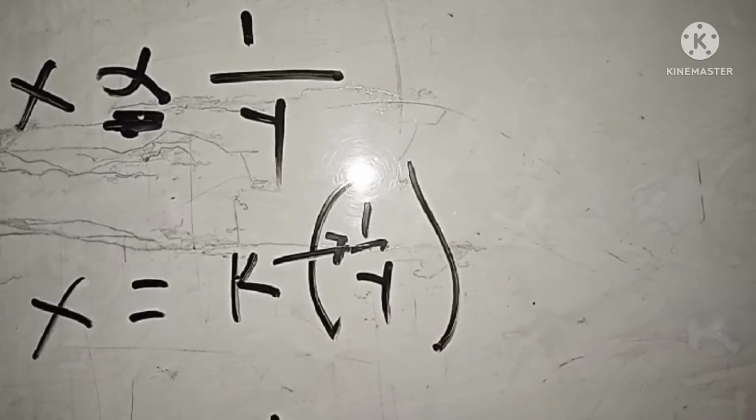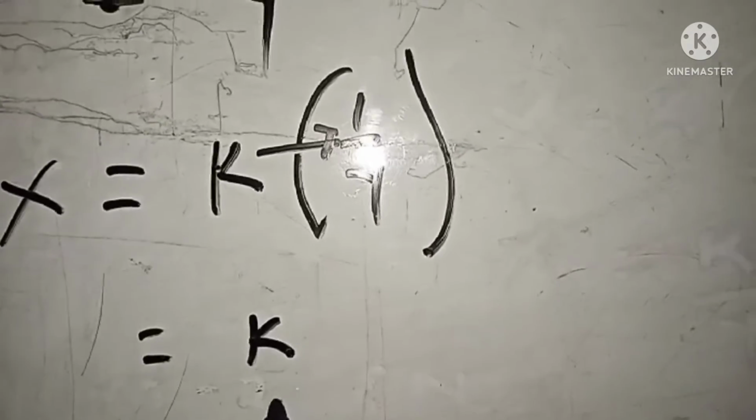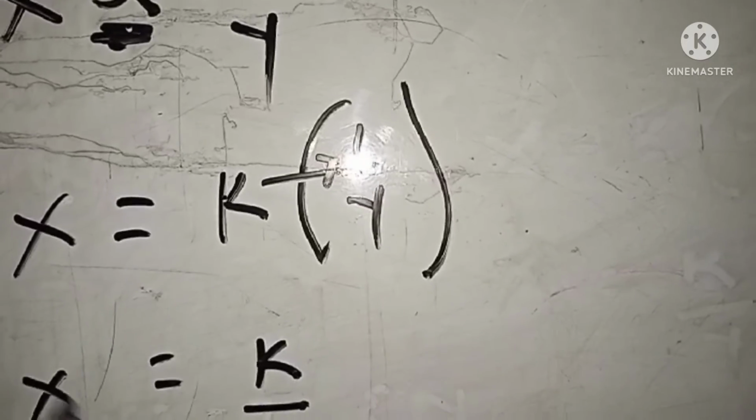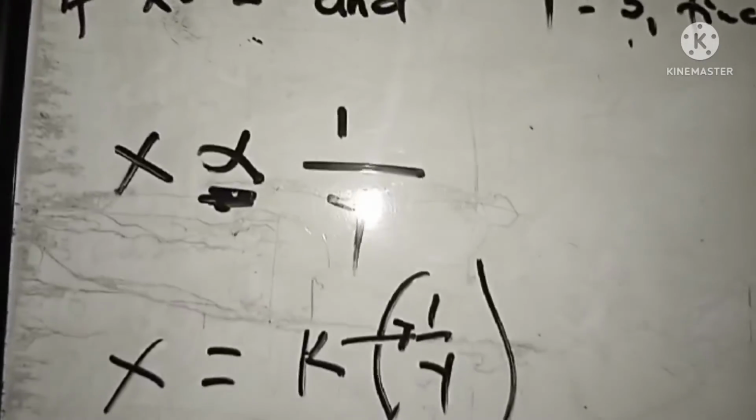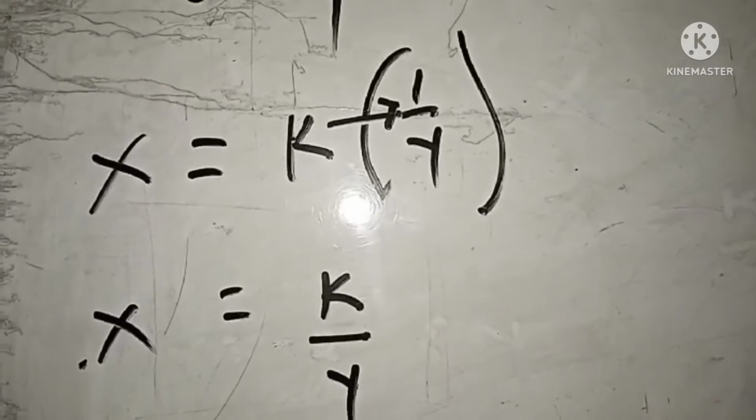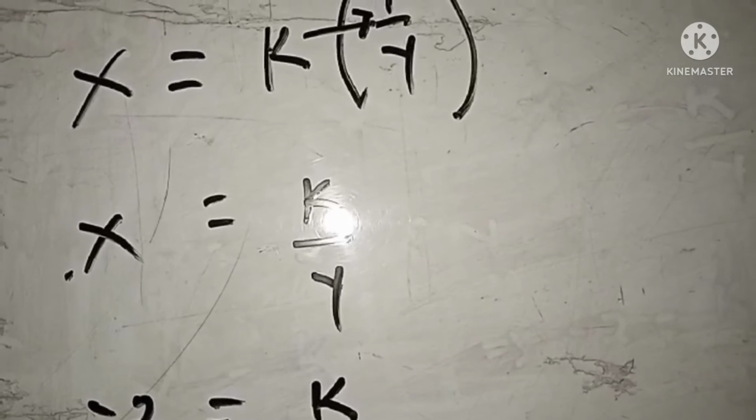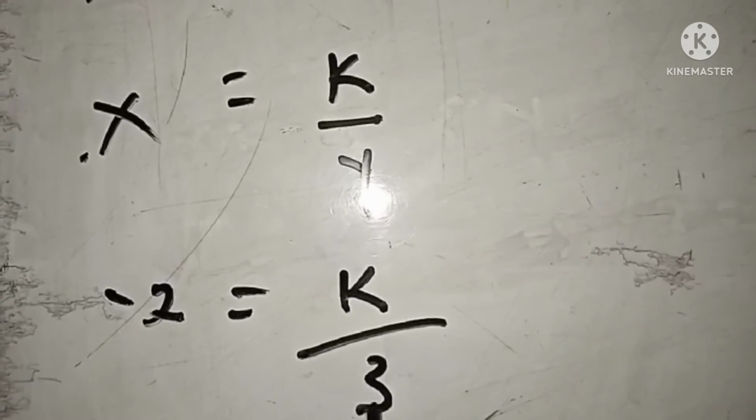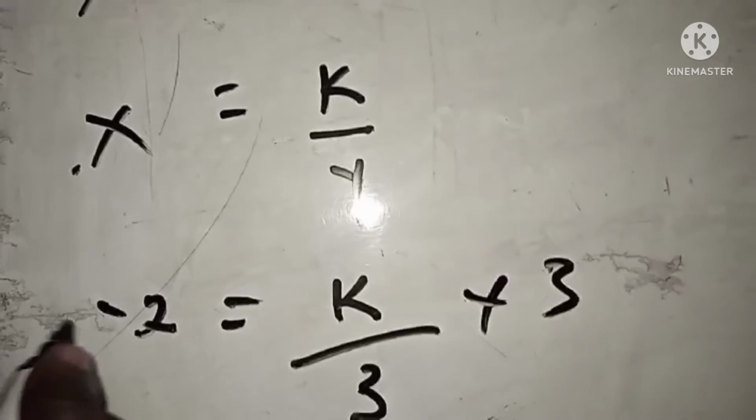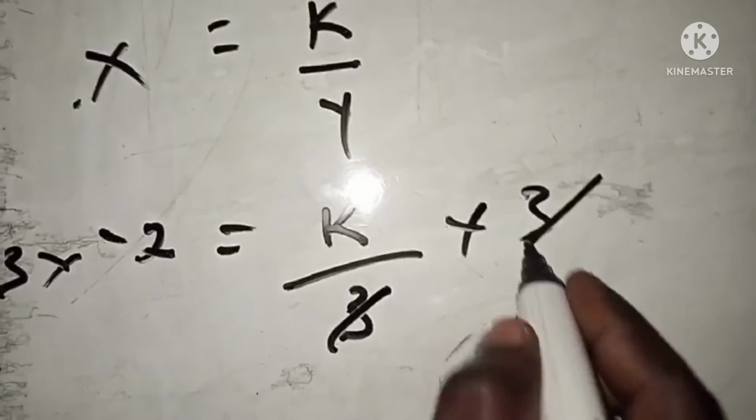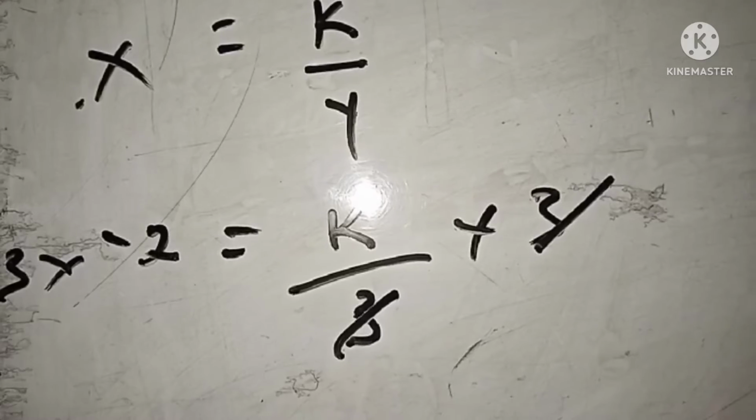So you are going to have k multiplied by 1, which is k here, and then divided by the y. So this is what we are having. Initially we were told that x is equal to -2 and y is equal to 3. So here is -3, that is equal to k over 3 here. For you to get k, you will have to multiply this guy by the 1 here, cross multiply, right? Multiply by 3 and then multiply by 3. So this guy will cancel that. So you're going to have -6 equal to k.